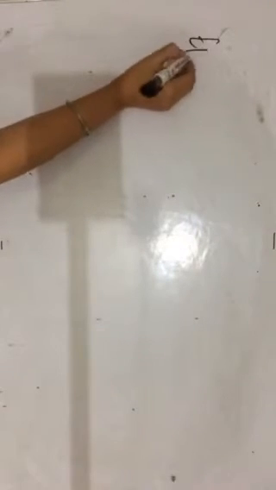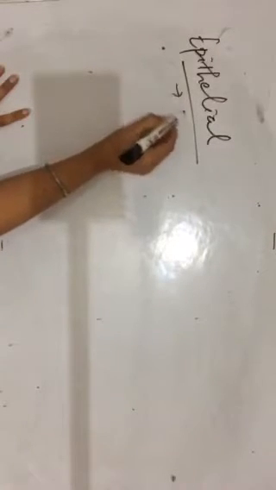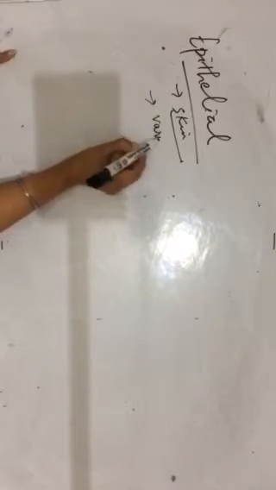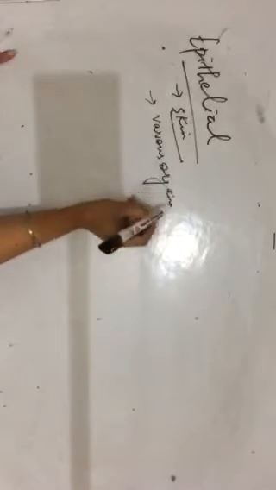Epithelial tissue. Where is it present? That means its location. So it is located in various parts of the body, starting with the covering of our body. It lines our body. It is present underneath our skin. It is lining our skin. Then it is lining various organs. It even lines your mouth.